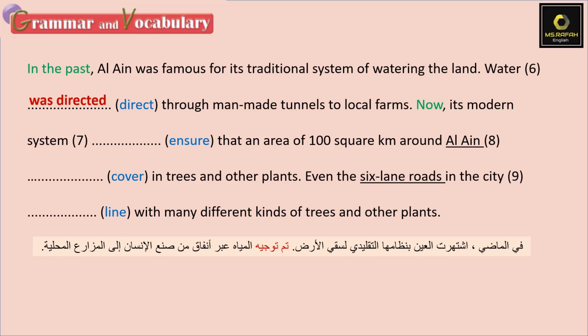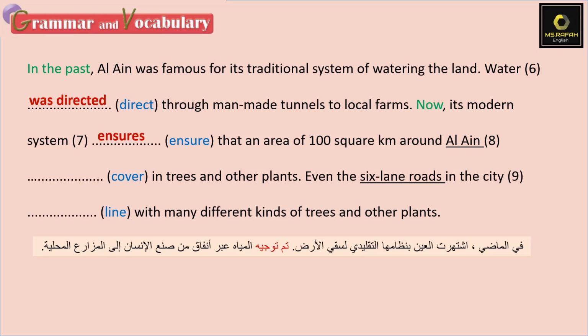Now دلالة حاضر، إذا الجملة اللي بعدها لازم تكون بالحاضر. Its modern system ensures that an area of 100 square kilometer around الآن. عنا جملة عادية بالحاضر البسيط.